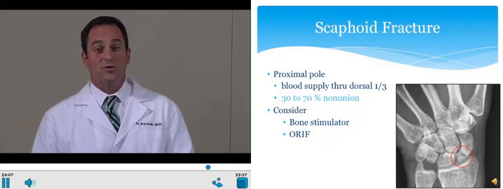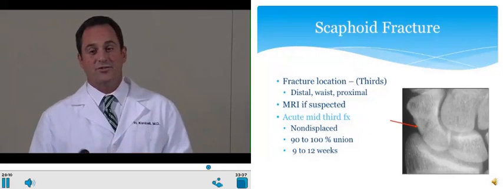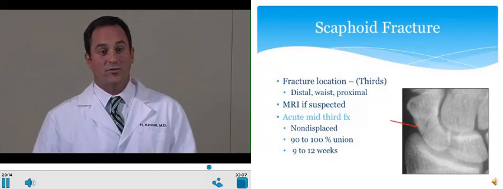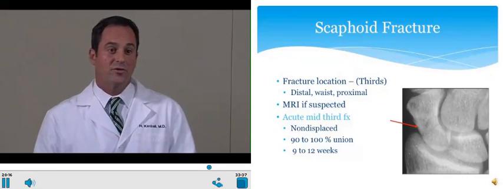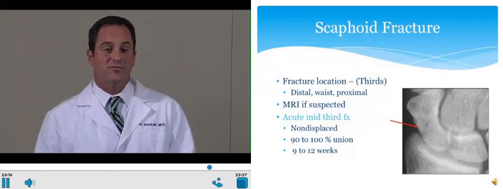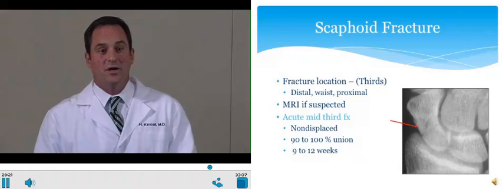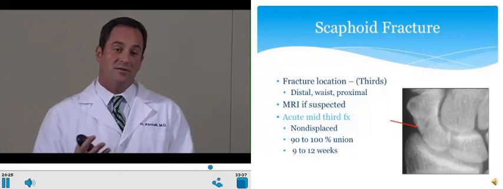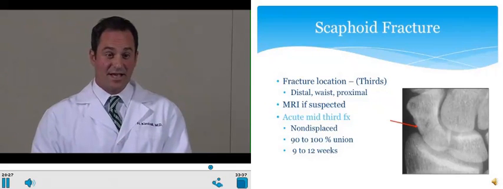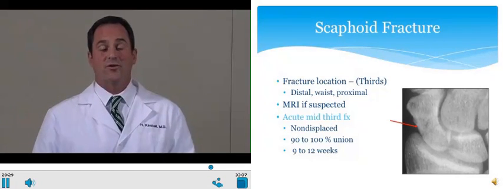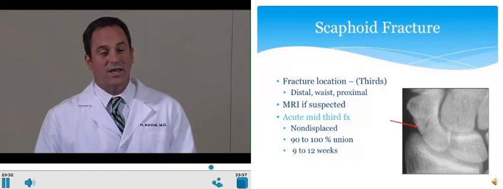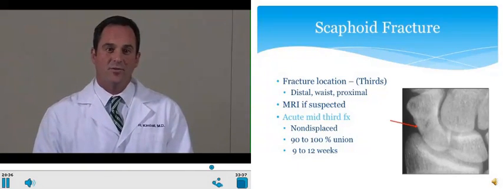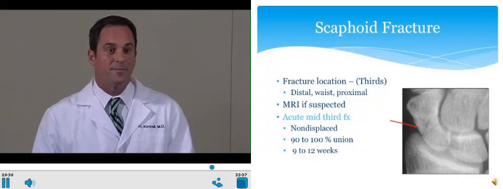Again, as I alluded to, when we look at these type of fractures, we divide it into thirds. For the proximal pole ones, obviously we're concerned. But even for the distal and waist fractures, we may not see them right away. You may have a suspicion based on tenderness or clinical exam, but the radiographs will be normal. In those cases, we typically would obtain an MRI or get a CAT scan to evaluate the athlete that's had that type of an injury.